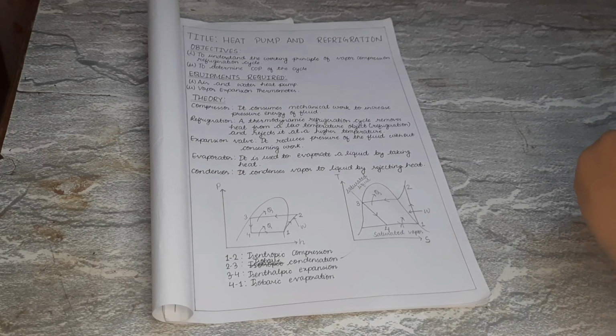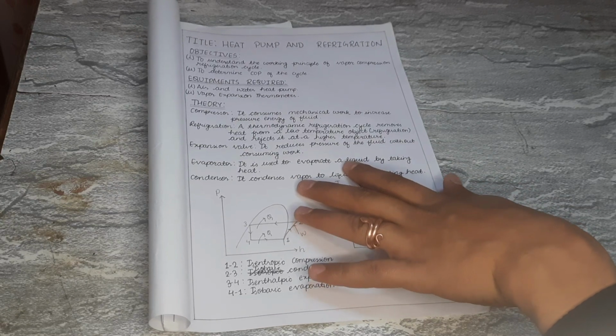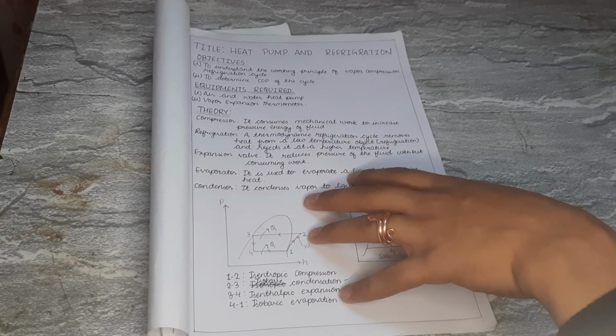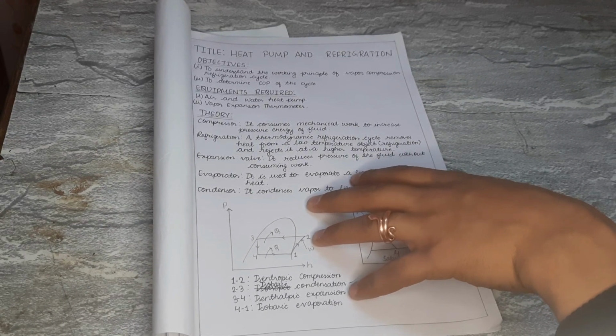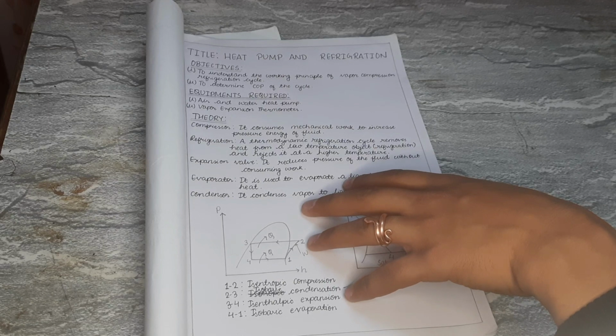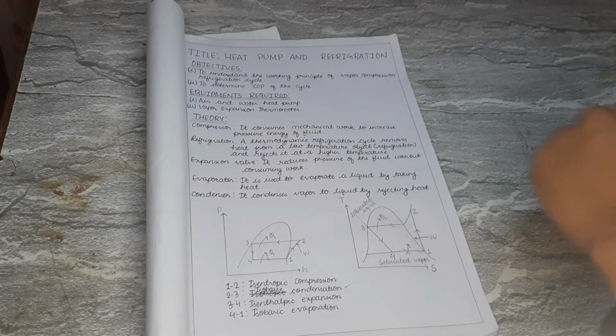So hello everyone, today we are going to learn about heat pump and refrigeration. It is a practical on heat pump and refrigeration. In this practical we have to understand the working principles of the vapor compression refrigeration cycle, and we need to determine the COP, or coefficient of performance, of the cycle.